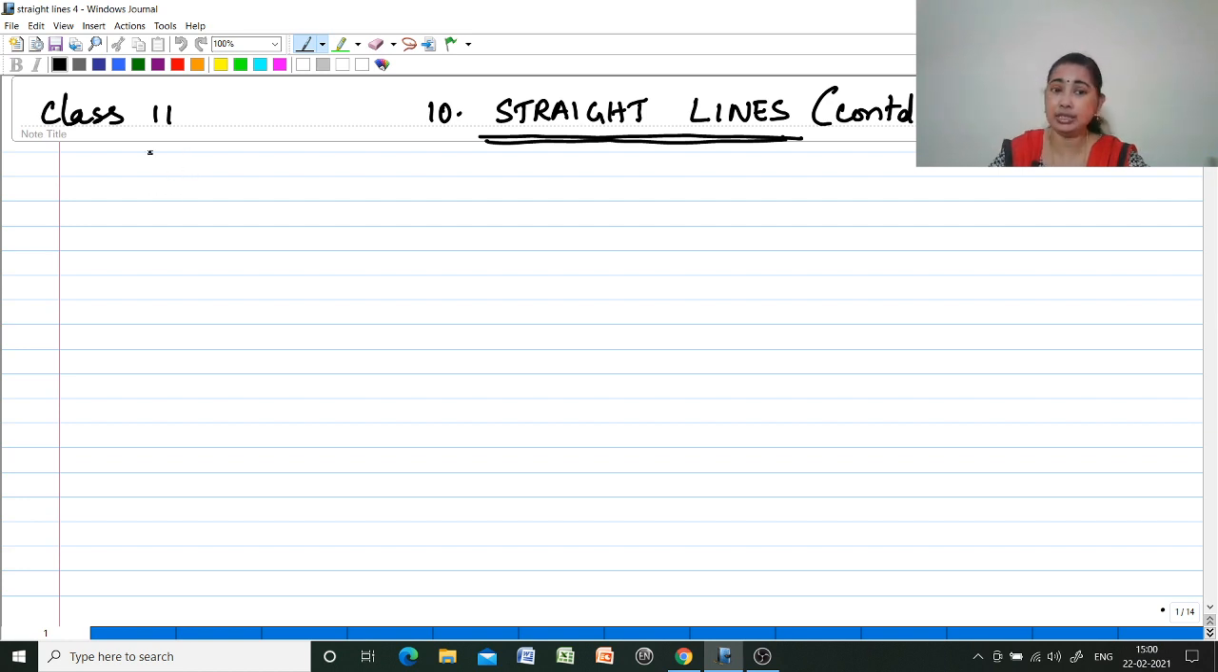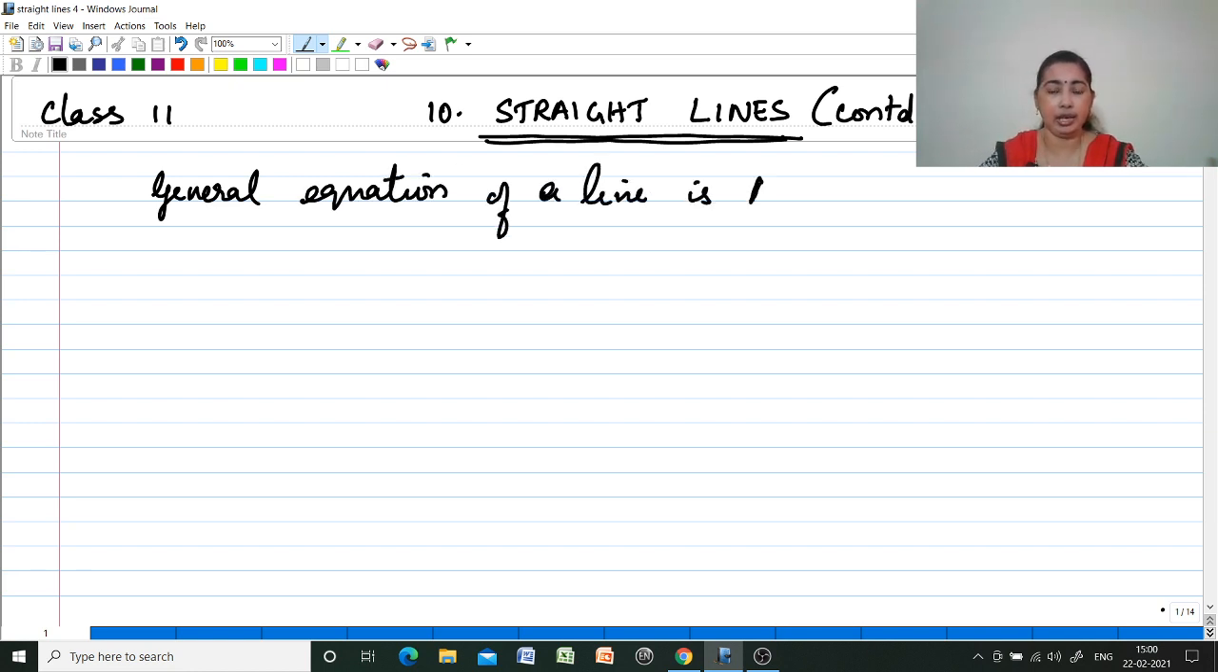So what is the general equation of a line? The general equation of a line is ax plus by plus c equal to 0, a linear equation. That's the general equation of a line. Now if the general equation of a line is given, how can you find the slope of the line?